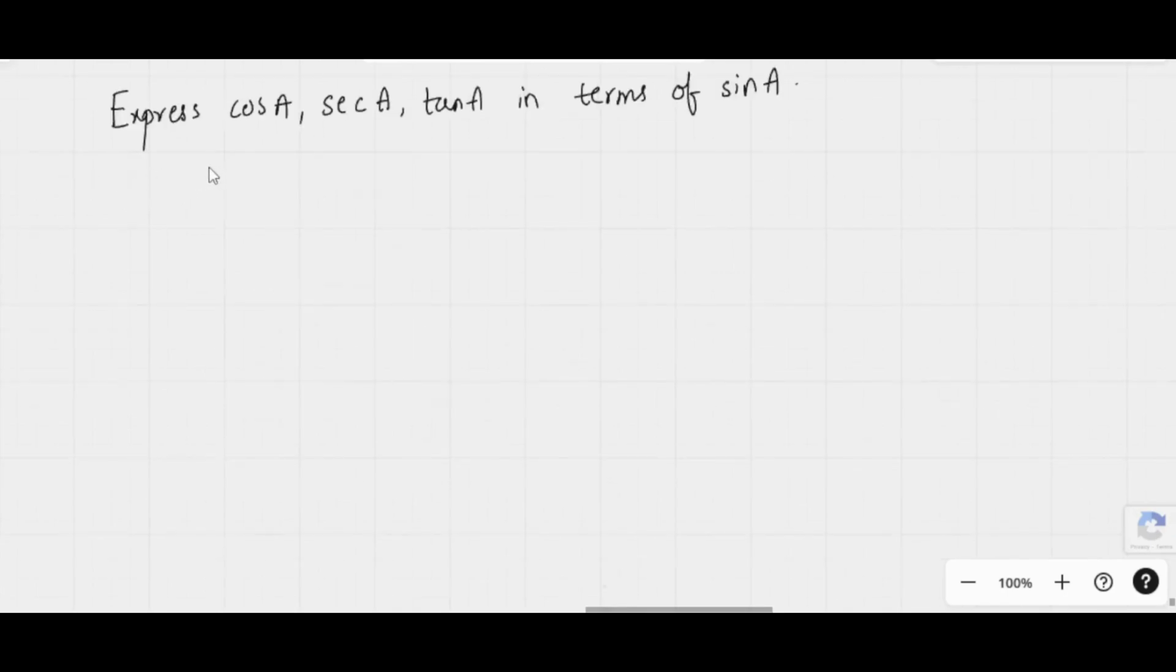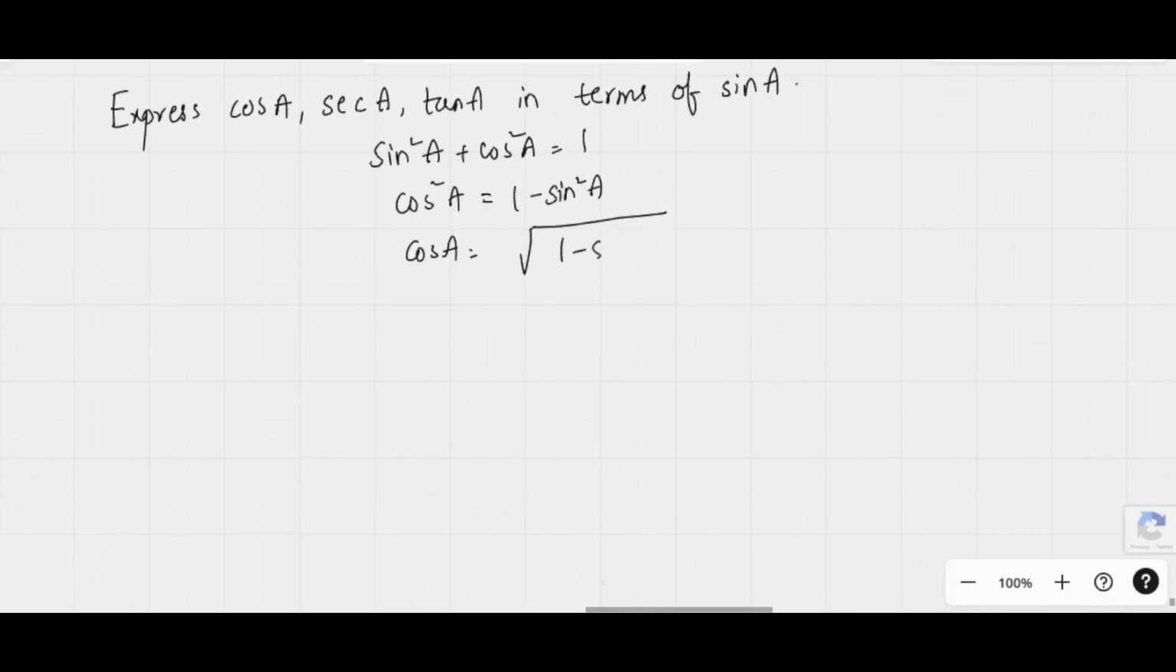This is another type of question mostly asked for 2 marks again. Express cos A, sec A, tan A in terms of sin A. So we have to express every term of this in terms of sin A. We have an identity, sin square A plus cos square A is equal to 1. From this, cos square A will be equal to 1 minus sin square A, and cos A will be equal to root of 1 minus sin square A. So whenever cos A comes, we can write it in terms of sin A like this.